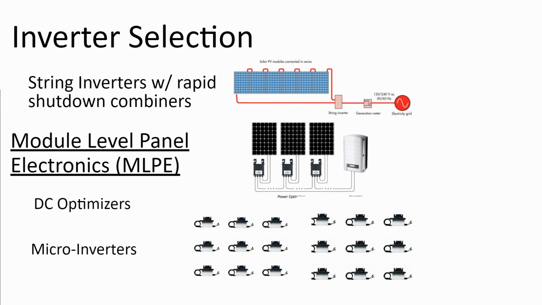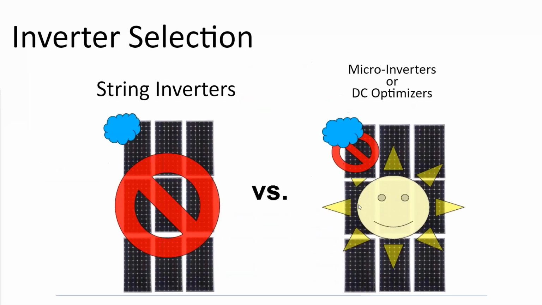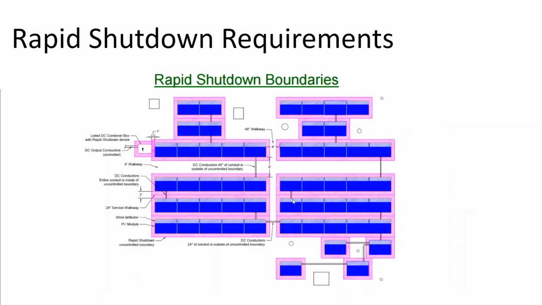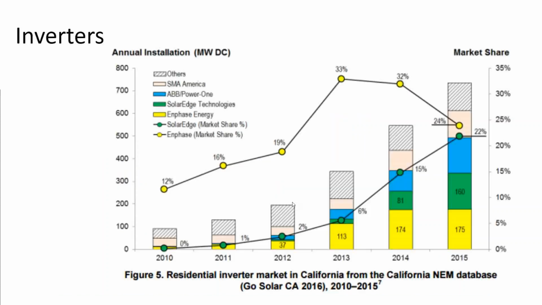You know, the downside to microinverters and DC optimizers is they cost more money. This is one of the reasons that solar costs more in the United States than it does in other countries, is we have this rapid shutdown mandate.